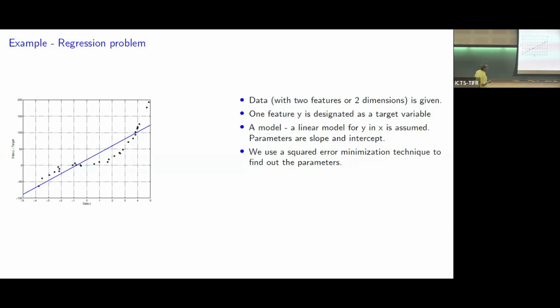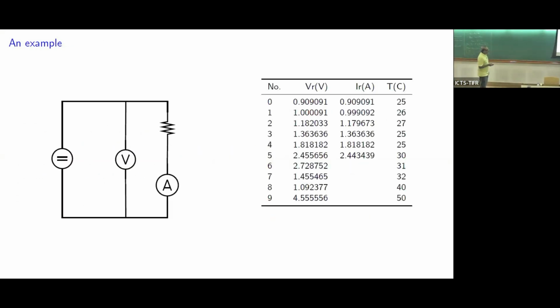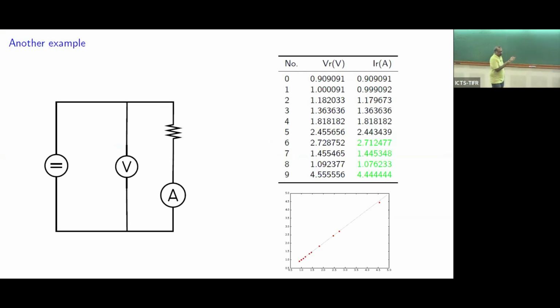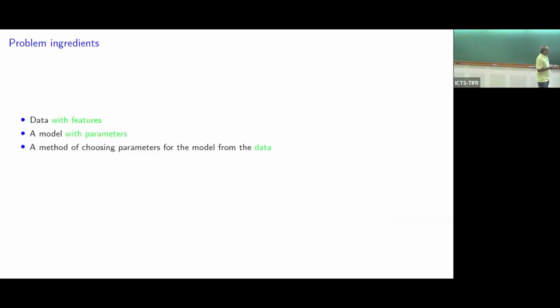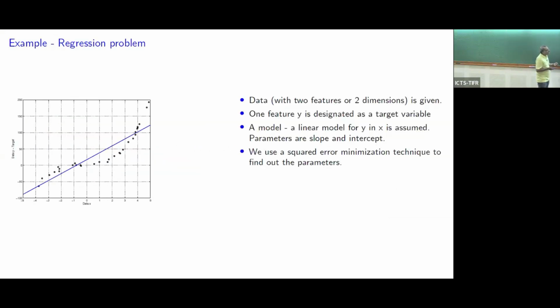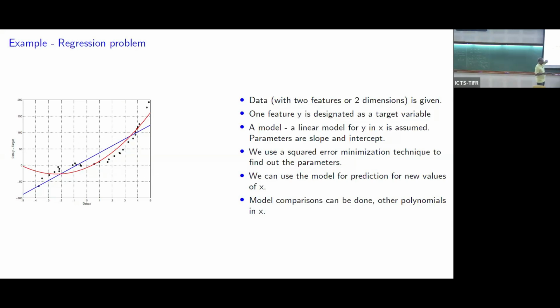In fact, many of the things that we had discussed, like for example this method that we talked about here, can be formally put in these terms. So inference can be thought of as finding parameters that minimize some kind of error metric. Once we have the model, then we can use this model for prediction. And you can also do model comparisons. Maybe model comparisons can be done using this kind of an error metric, but with some modifications.